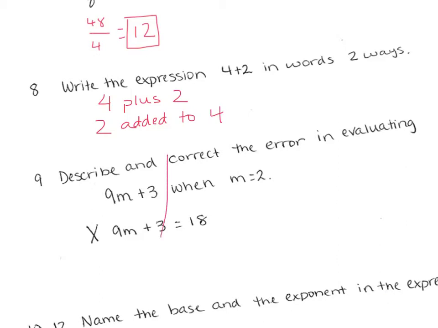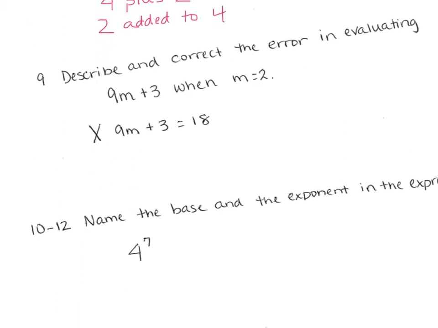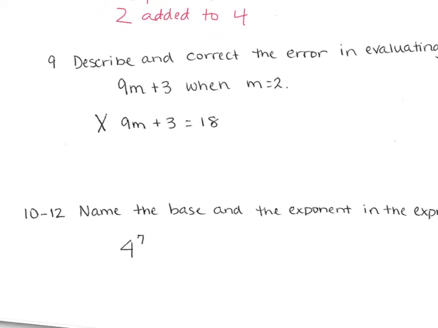Number 9 is a describe and correct problem. There is an error. They made an error when evaluating. So it's 9m plus 3 when m equals 2. They did 9m plus 3 and said it was 18. So to correct this, what we would say is 9 times 2 plus 3. Well, 9 times 2 is 18, but when you add 3 to that, you get 21. And that is how you would answer a question like that. This is describe and correct.